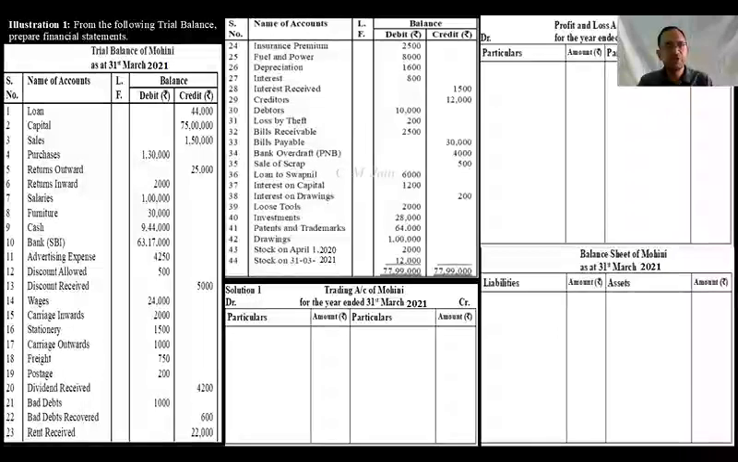So note down this question, illustration 1, and then we'll begin. After noting down the question, make three formats, half page each. One of trading account, second of profit and loss account, and third one of balance sheet.